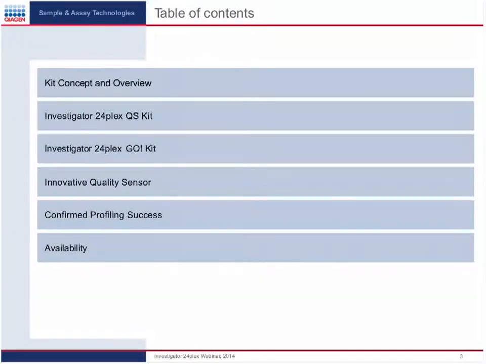So this is the agenda for today's webinar. First of all, I will give you an overview about the kit concept: the Investigator 24-plex QS and the Investigator 24-plex Go kit. So actually, this is a two-kit format, as you can see. These two kits are very similar, but are developed for different applications. The next topic will be the innovative quality sensor. Then I will talk about the confirmed profiling success, and the last point is the availability of the kit.